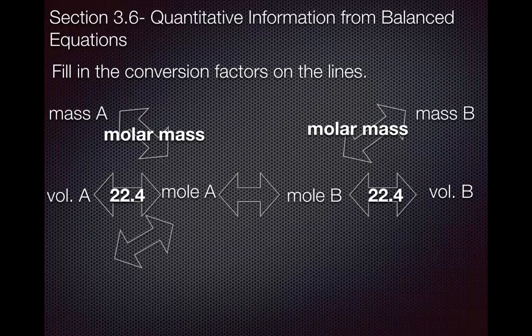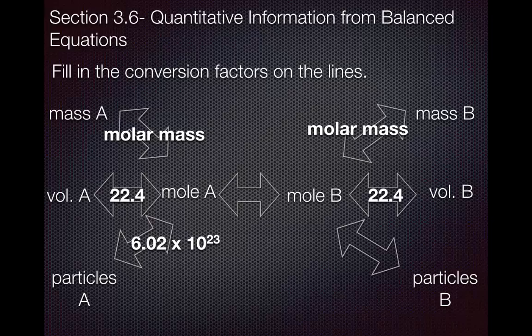The last concept is particles. Remember, particles includes atoms, it includes molecules, and it includes formula units for ionic compounds. To convert from particles of A to moles of A, I need to use Avogadro's number, which is 6.02 times 10 to the 23rd. And then again, to go from moles of B into particles of B, I need to use that 6.02 times 10 to the 23rd conversion as well. So I can go from particles of A into the mass of B, into grams of B, by just going from particles of A to moles of A to moles of B to mass of B.